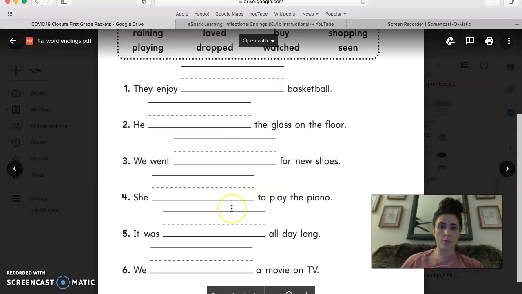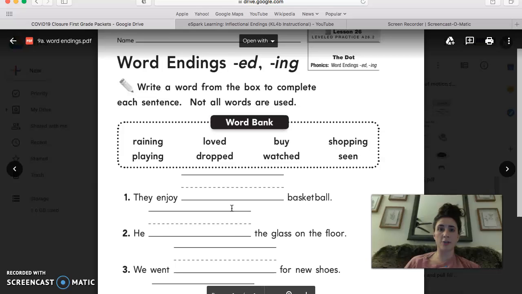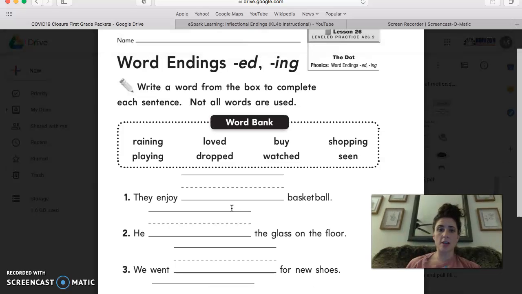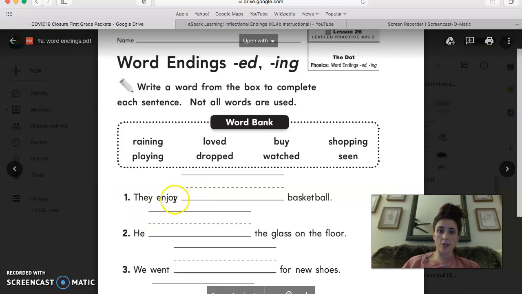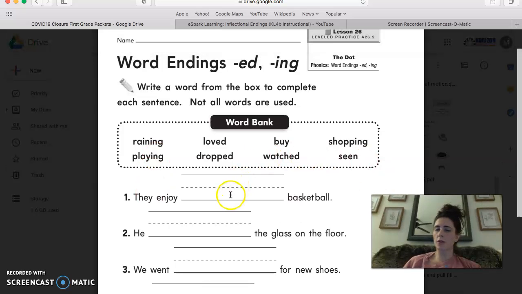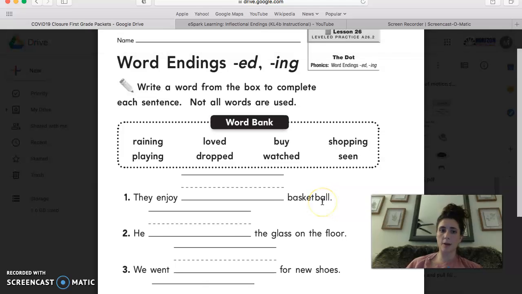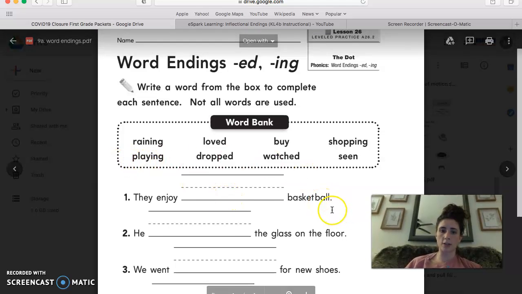So let's take a look at your worksheet. I believe it's page 16 in your packet. And you're going to tell me if we need to add ed or ing. Okay, remember ed means it already happened. Ing means it's happening right now. So number 1: They enjoy blank basketball. Use the word bank and write the word that makes the most sense. They enjoy, so it means it's happening right now. They enjoy playing basketball, right? So you would write playing in number 1 and cross it off.